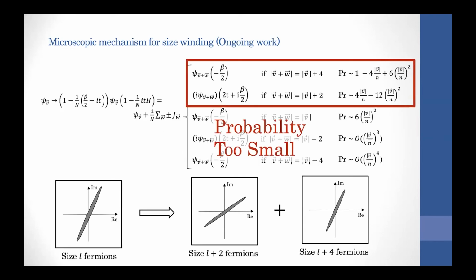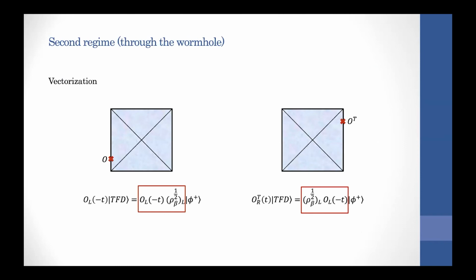Yeah, in any case, you expect to see this phenomenon of size winding. And now I'm going to connect it to a gravitational picture. So look at this picture when you insert an operator on the lower left of your Penrose diagram. This is explained by, you can write it as O_L of minus t times the thermofield double.